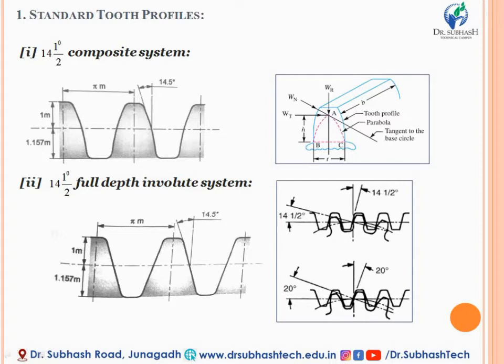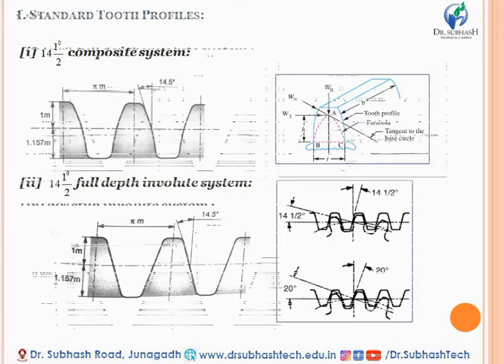If you look carefully at both diagrams, the angle made by the surface of the tooth profile, or we can say the face of the tooth, with the vertical line which is perpendicular to the pitch line or the pitch circle diameter, is 14.5 degree. So that's why it is known as the 14.5 degree composite system or full depth involute system.